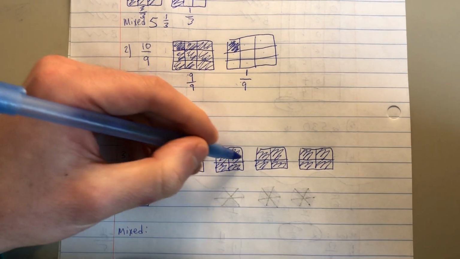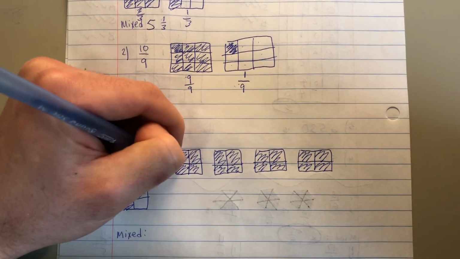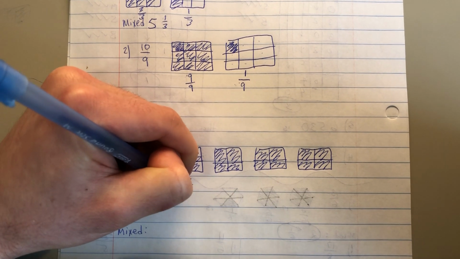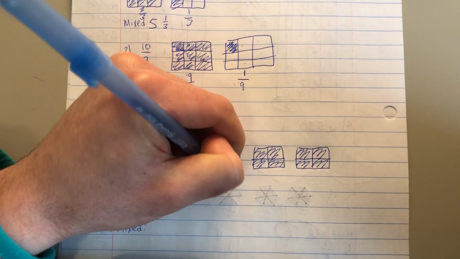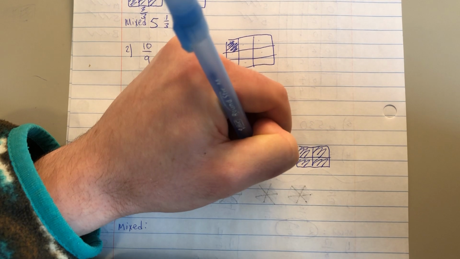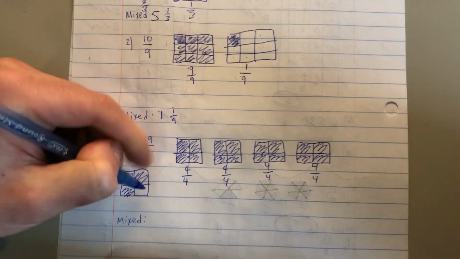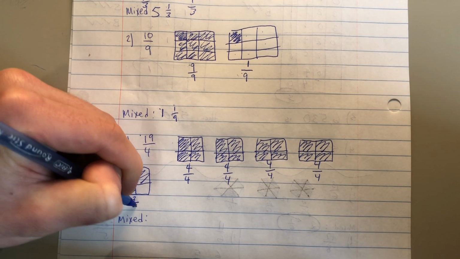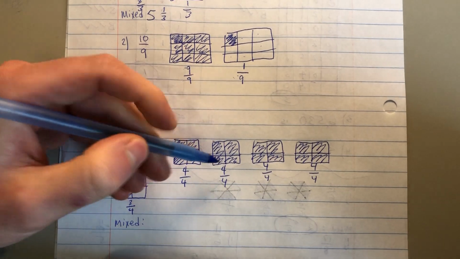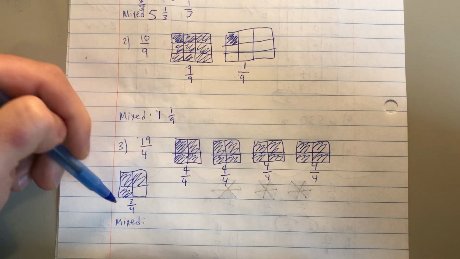Now I'm gonna write a fraction for each shape that I have. 1, 2, 3, 4 of 4 parts. 1, 2, 3, 4. 4 parts shaded of 4 equal parts. And then 3 parts out of 4 parts shaded. 4/4, 4/4, 4/4, 4/4, 3/4.